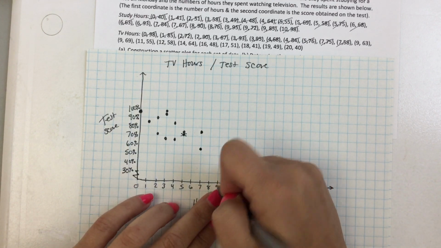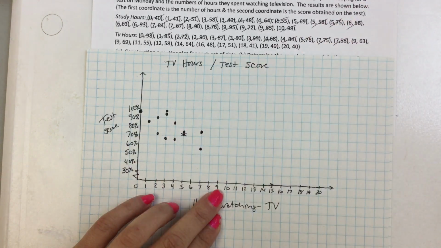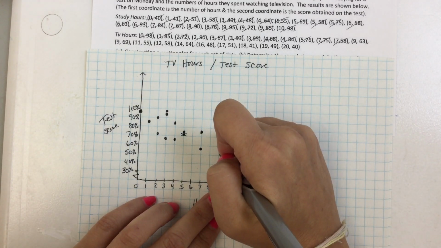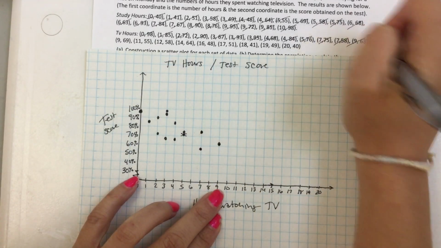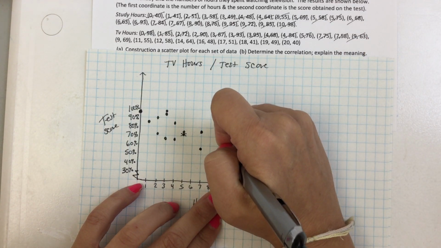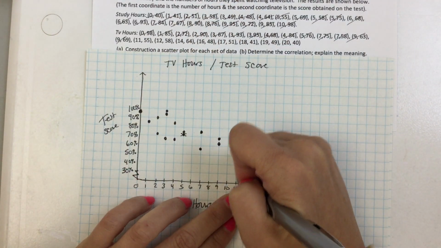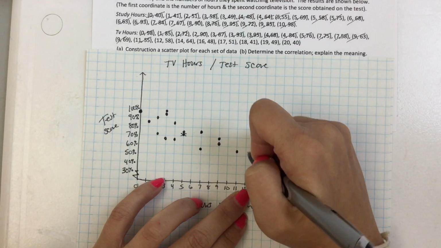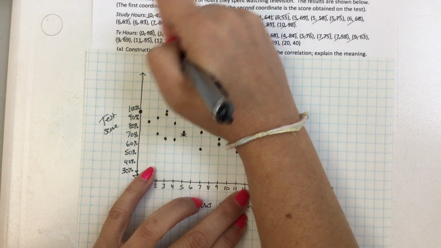9 hours watching TV. Well, just, I guess, for a whole weekend. It's kind of a lot, but maybe they got into some movies or watched a movie series. 9 hours got a 63. 9 hours got a 69. 11 hours got a 55. Oh, the scores are really going down here. 12 hours got a 58.